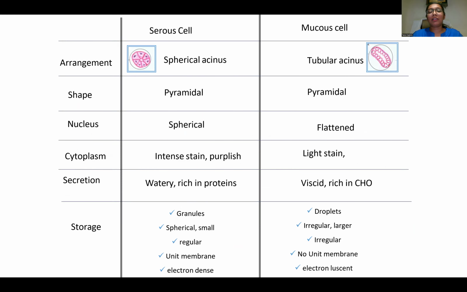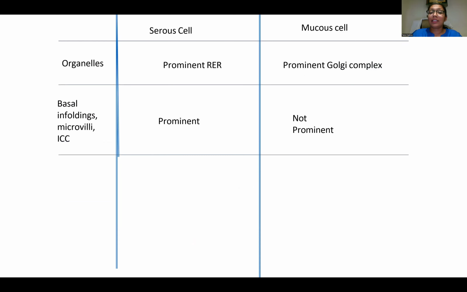So, to finally brief about the differences between the serous cell and the mucous cell, the serous cell has a spherical acinus, pyramidal in shape, spherical nucleus, intense stain of cytoplasm, rich in proteins and water, and has granules which are spherical, small, regular, unit membrane bound, and electron dense. Coming to the mucous cells, they have a tubular acinus, pyramidal in shape, flattened nucleus, light stained cytoplasm, viscid secretions rich in CHO, and the storage is in the form of droplets that are irregular, larger, and not bound by any unit membrane. The serous cells had prominent rough endoplasmic reticulum, but the mucous cells had prominent Golgi bodies. And serous cells showed prominent basal enfoldings, microvilli, and intercellular canaliculi.